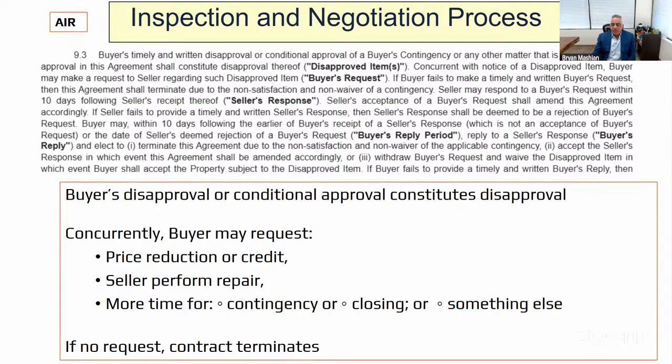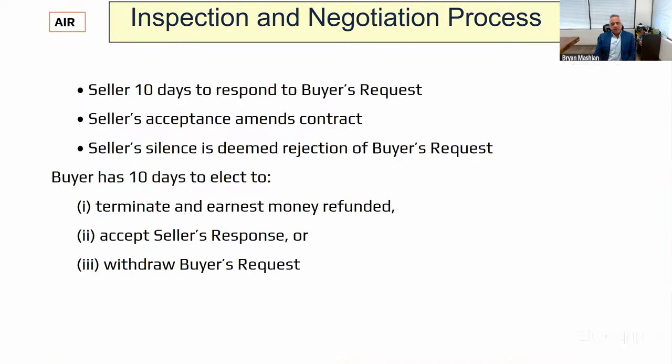Now, if the buyer does ask for something, if you go to the next slide, please, Chris, then the seller has 10 days to respond to the buyer's request, whether it's for price reduction, price credit, more time, etc. If the seller accepts the buyer's request, that automatically amends the contract. You don't need to go to escrow and say, can you drop an amendment to the escrow instructions that says you get 10 more days?